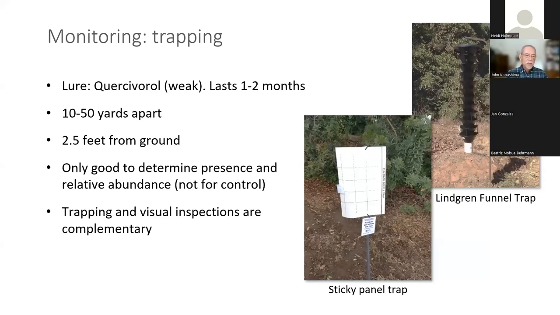There's also a monitoring program, and that involves using a lure, which is only effective for about 50 yards or so. So you put your traps about 10 to 50 yards apart. Research has shown that about 2.5 feet above the ground is the best height for the trap. It only tells you presence or absence. It doesn't really give you a good number that you can use to determine control. It just tells you what's in the area. Is it there? And if you keep these traps going, it tells you from year to year if the numbers might be increasing, but it's not very accurate. And then you have to use visual inspection with that.